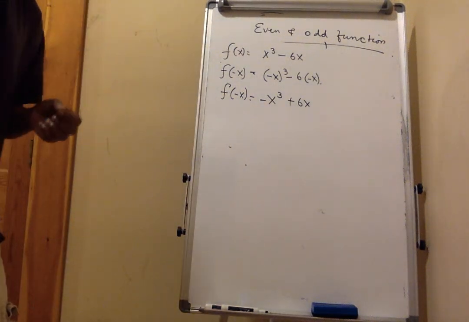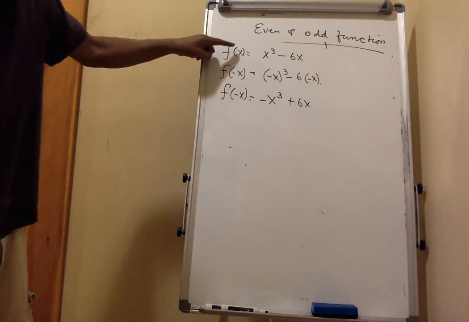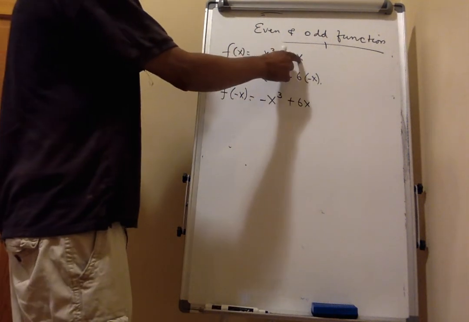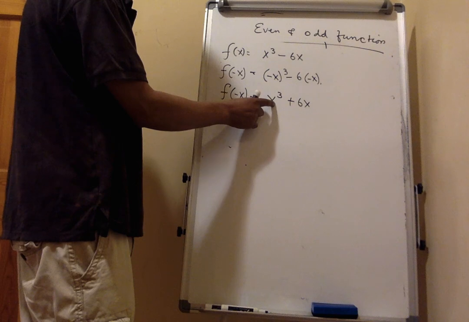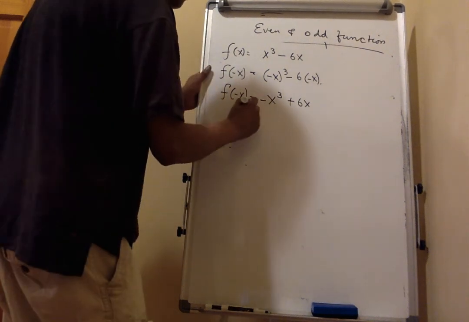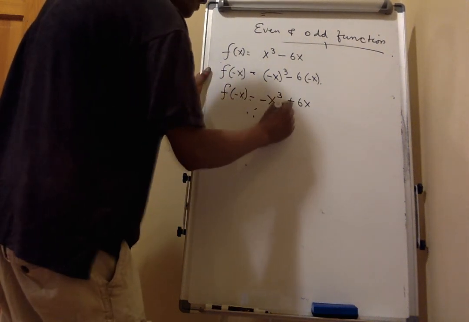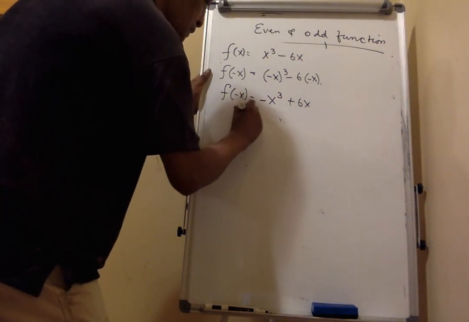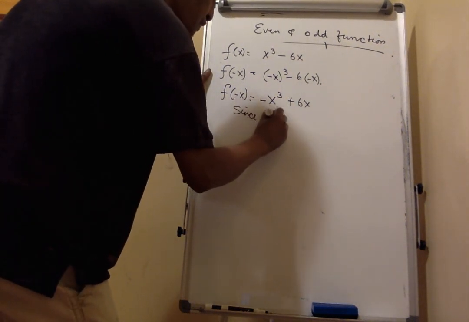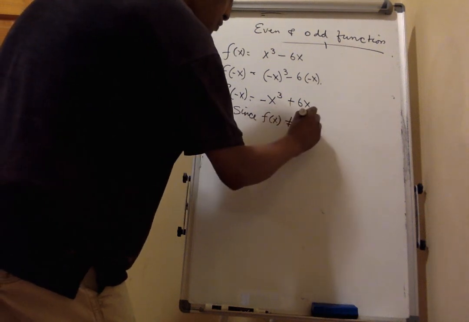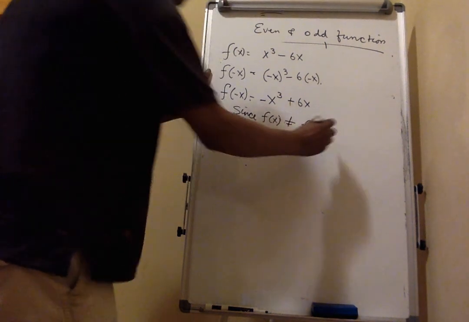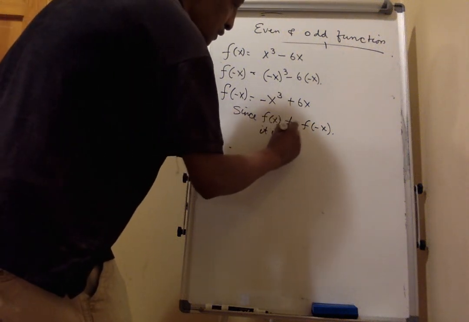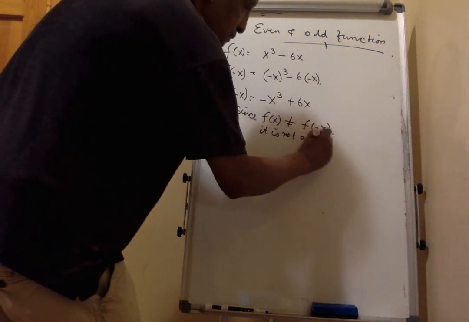Now, for a function to be an even function, f of x has to equal f of negative x. But x cubed minus 6x is not negative x cubed plus 6x. Therefore, since f of x is not equal to f of negative x, it is not an even function.